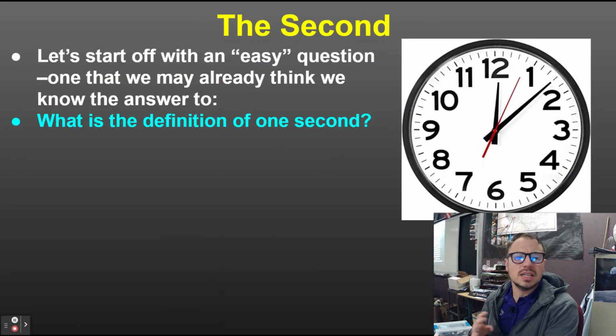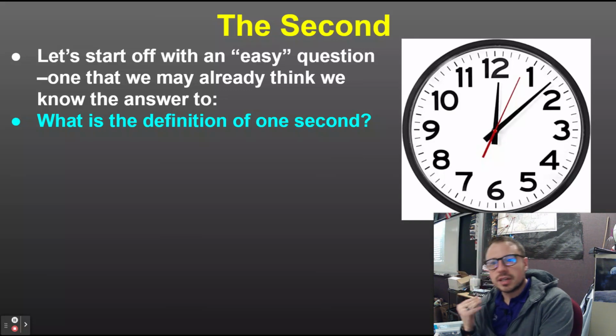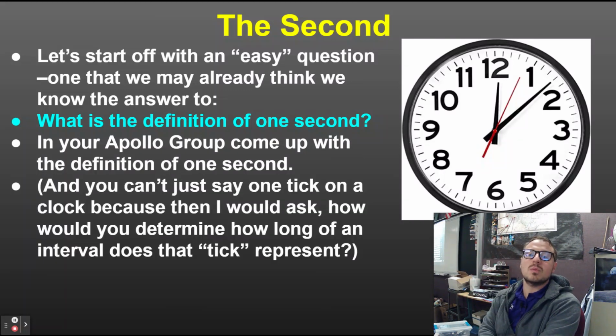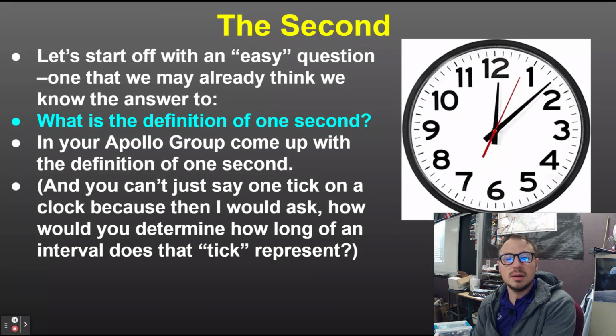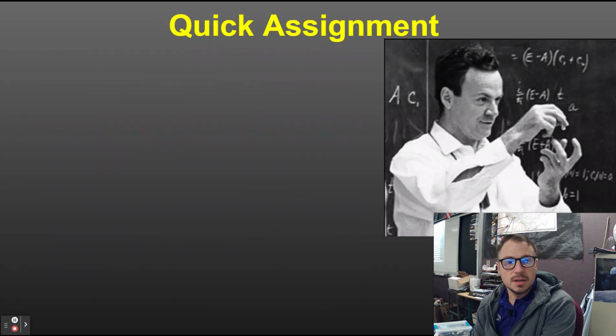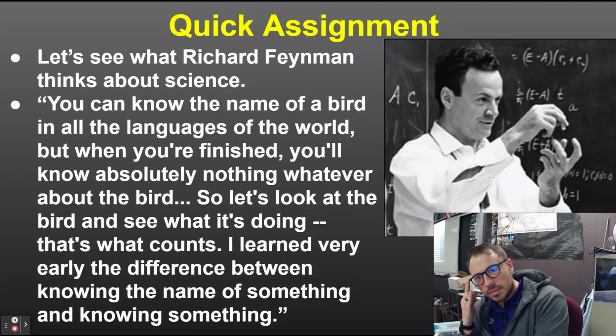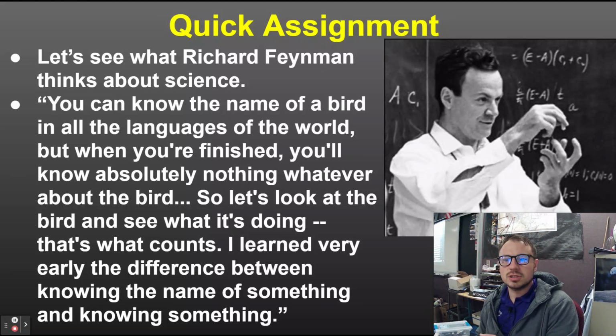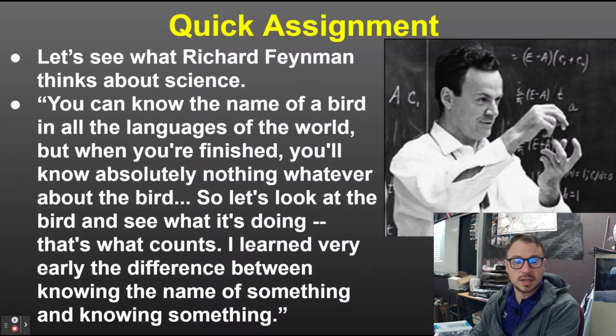So this is an easy question that gets a little tricky. What is the definition of 1 second? You can't just say one tick on a clock, because then I'm going to ask you, how would you determine how long an interval of the tick represents? So the point of this assignment is that you can know the name of a bird in all the languages, but when you're finished, you'll know absolutely nothing whatsoever about the bird. So let's look at the bird, see what it's doing. That's what counts. I learned very early the difference between knowing the name of something and knowing something.